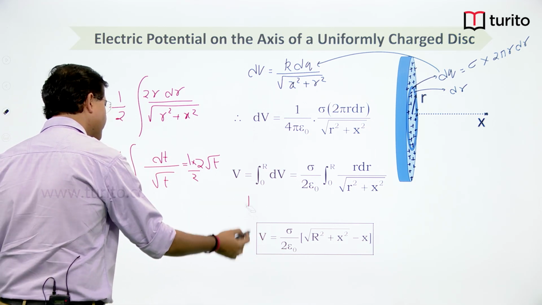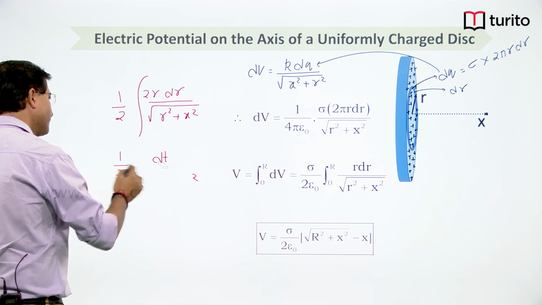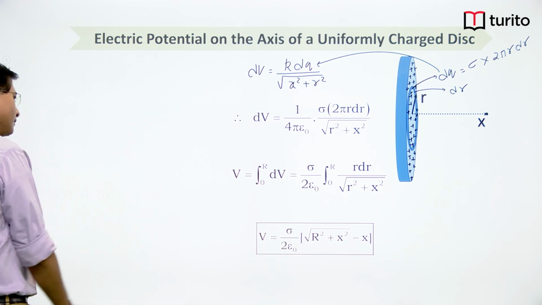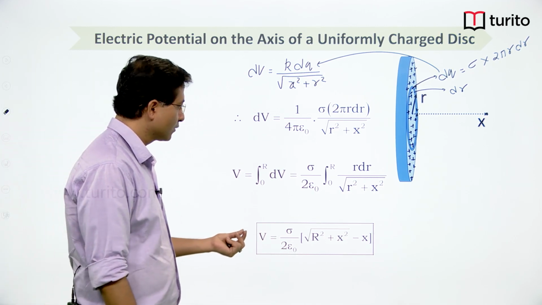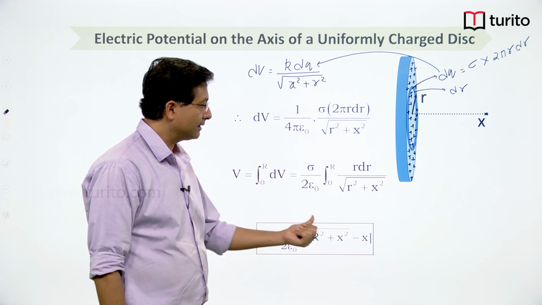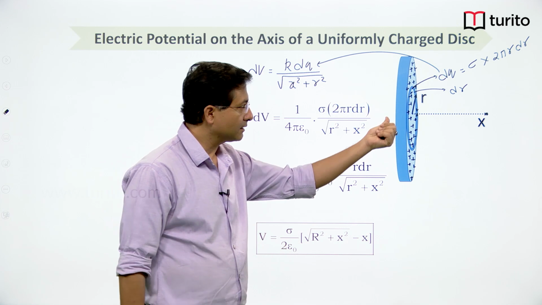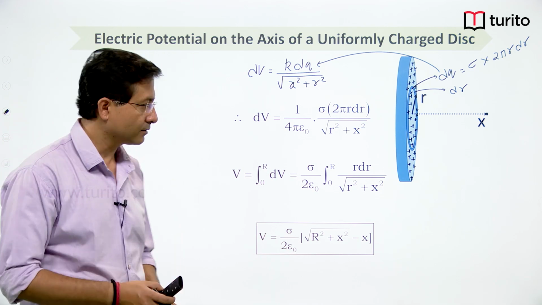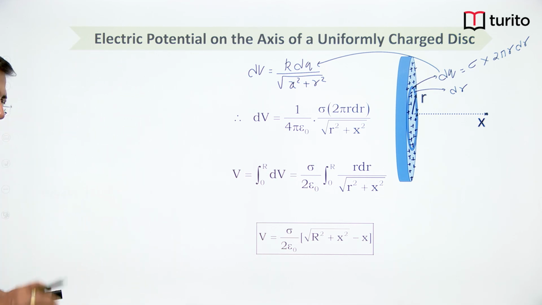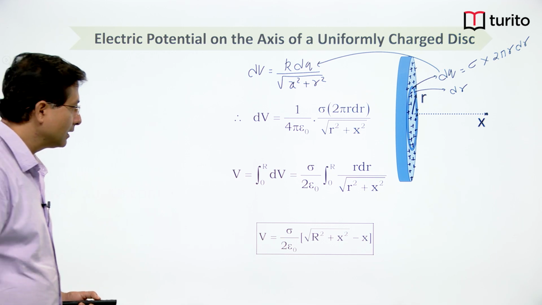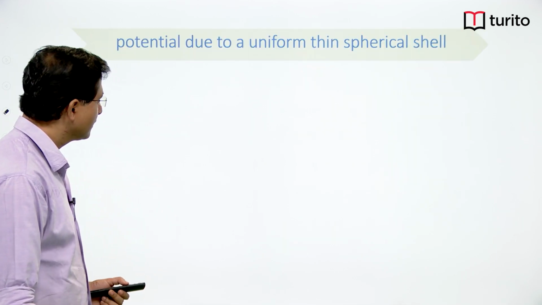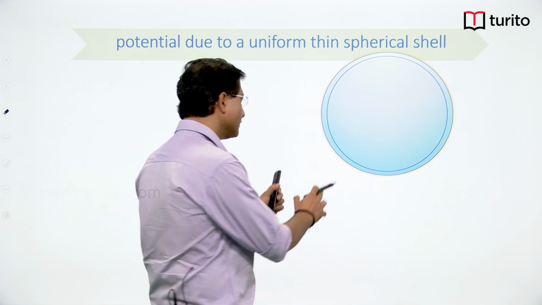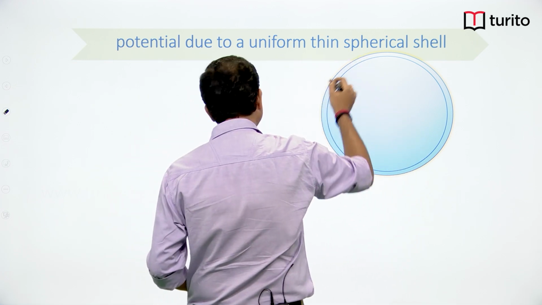Let us see the formula. So, the potential at any distance x from the center of the disk is given by this expression, right. So, ring over, disk over. Let us move to the next distribution, spherical shell. So, we have got a spherical shell where charge is distributed over the surface.